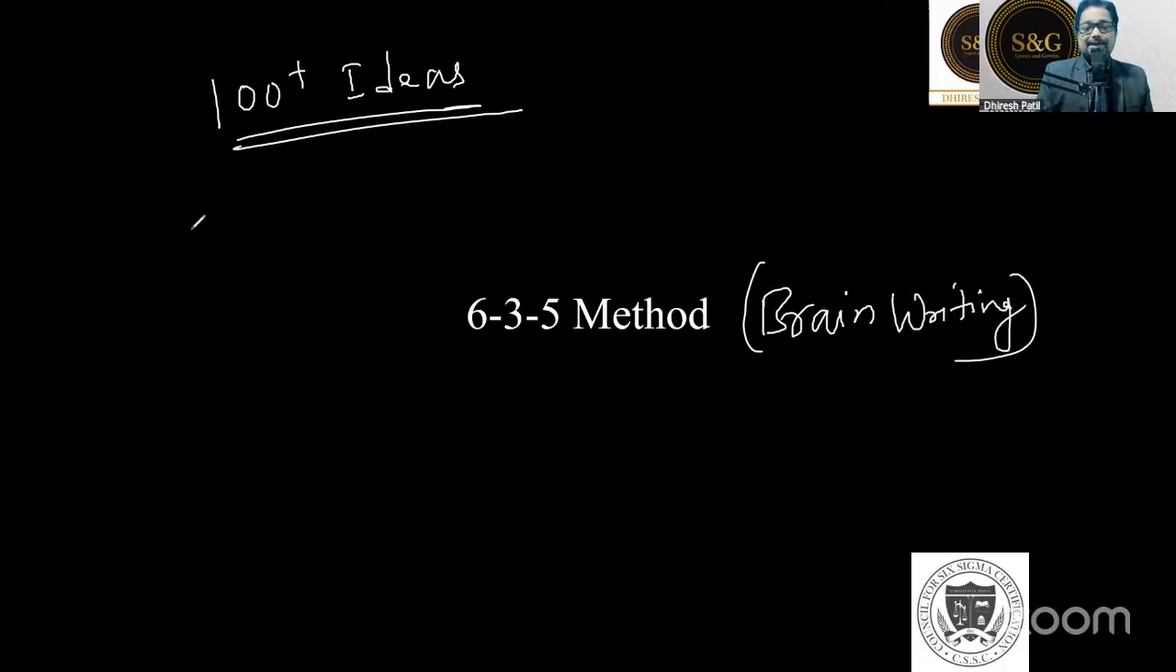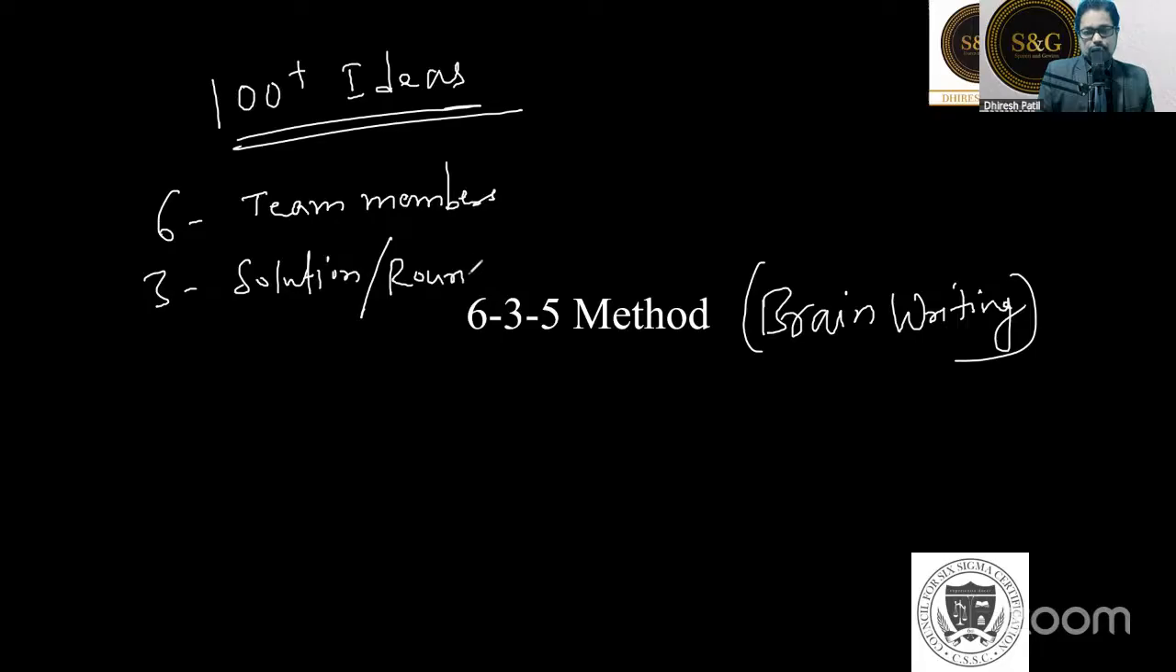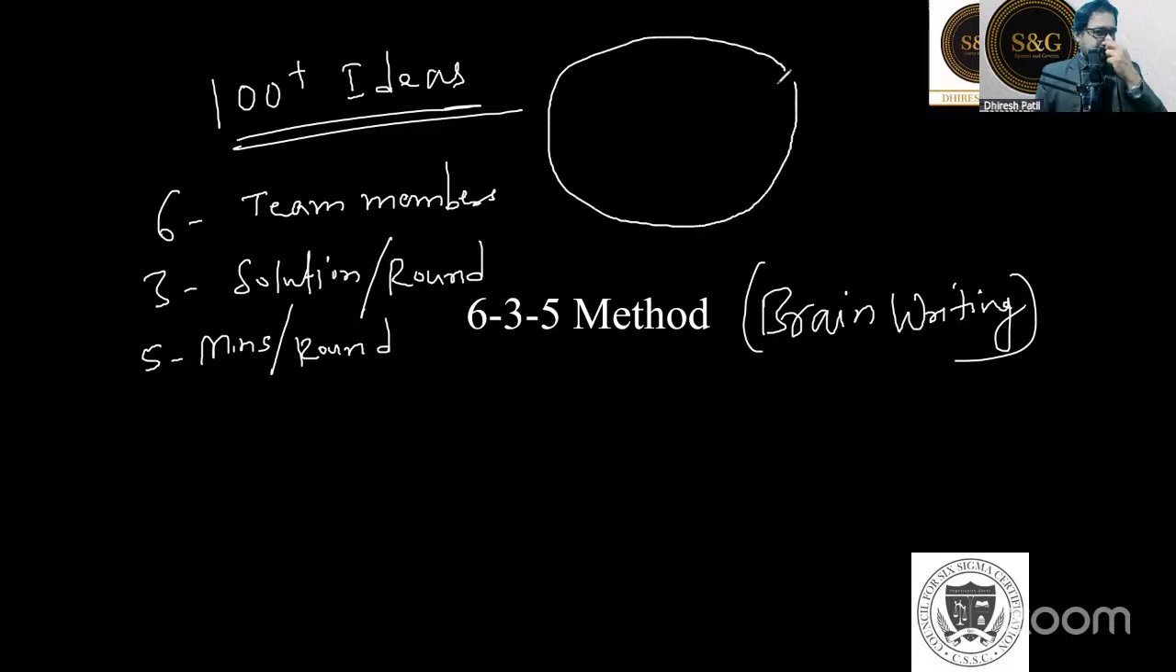All right. In this, 6 is the number of people, the team members, 3 is the number of solutions per round, and 5 is 5 minutes per round. Understand this: on an average in Lean Six Sigma, we have 5 to 6 team members. Imagine 6 team members sitting at a round table.